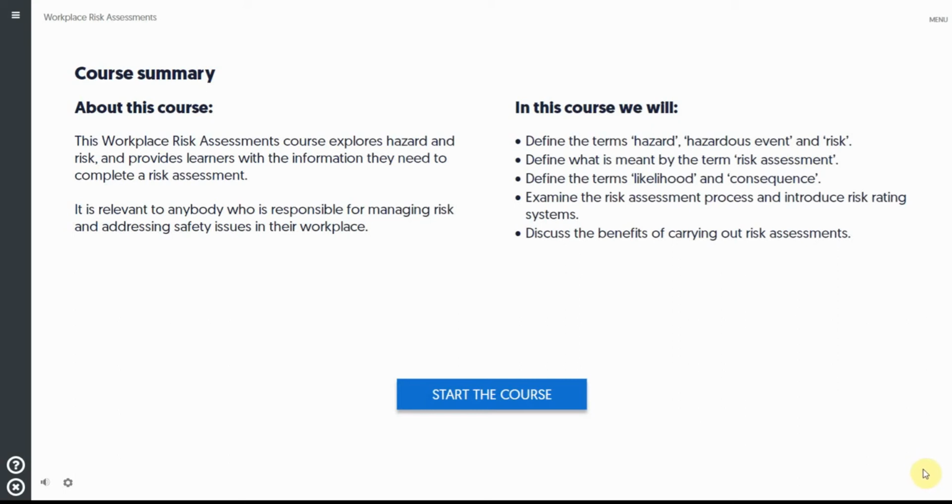In this course, we will define the terms hazard, hazardous event, and risk. Define what is meant by the term risk assessment. Define the terms likelihood and consequence. Examine the risk assessment process and introduce risk rating systems. Discover the benefits of carrying out risk assessments.